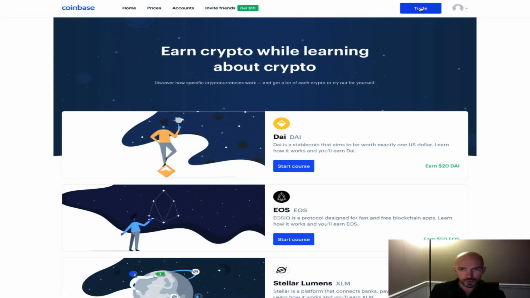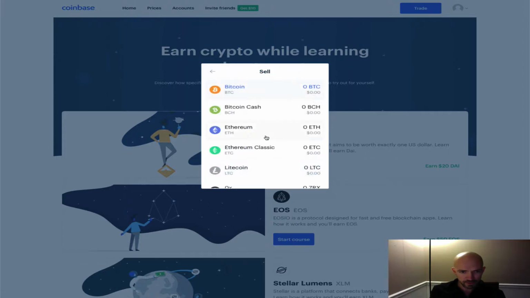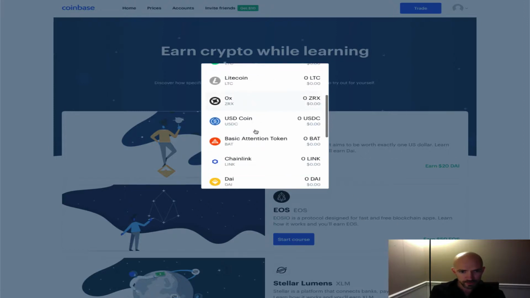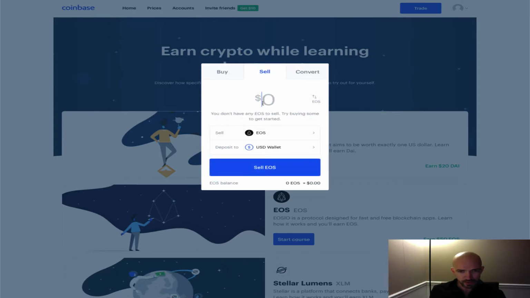And then you're going to go back to trade, go to sell, and sell EOS. You're going to have $50 worth of EOS. So you're going to take EOS right here. Where is it? Here it is. You're going to take EOS, and you're going to sell your $50. Boom, US wallet, sell EOS, okay?